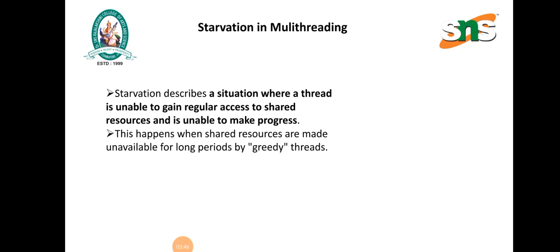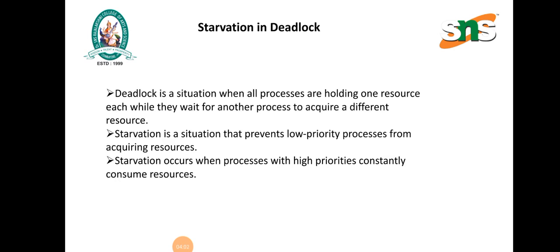Starvation in multi-threading. Starvation describes a situation where a thread is unable to gain regular access to a shared resource and is unable to make progress. This happens when shared resources are made unavailable for long periods by greedy threads.